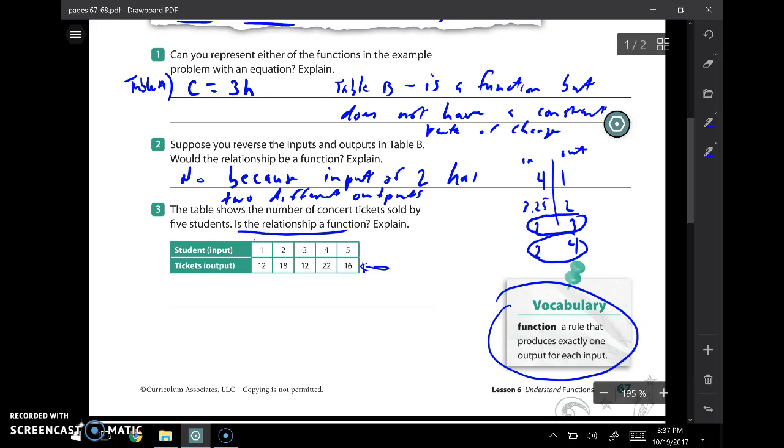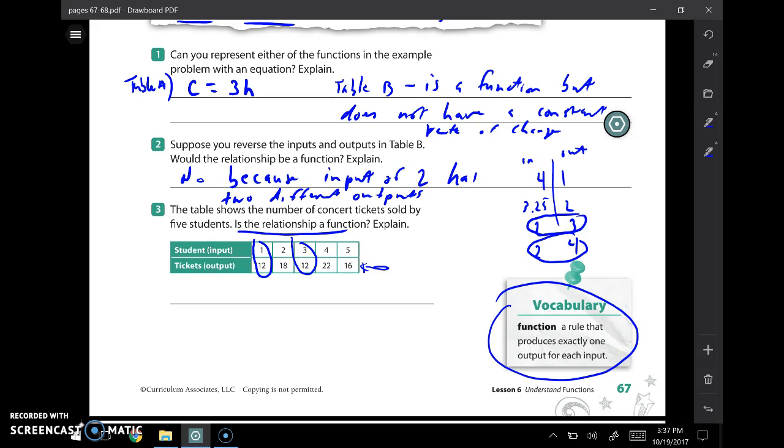So in this case, you may question this one. You're like, hey, Ms. Wynn, right there, that fails, there's two outputs with two different inputs. So let's go back to what we talked about in class. Let's talk about going to a barbecue restaurant.